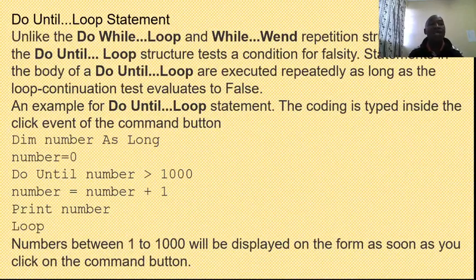Then we have the do until loop statement. Unlike the do while loop and while wend repetition structures, the do until loop structure tests a condition for falsity. Statements in the body of a do until loop are executed repeatedly as long as the loop continuation test evaluates to false. An example for the do until loop statement, the coding is typed inside the click event of a command button.